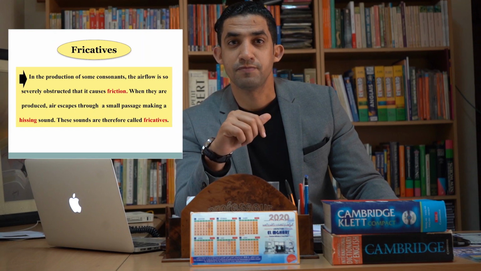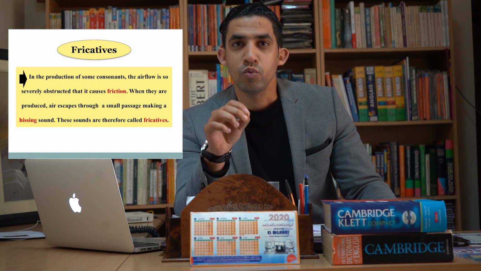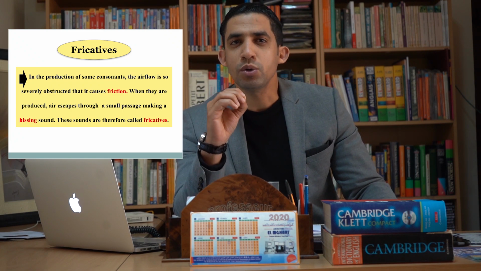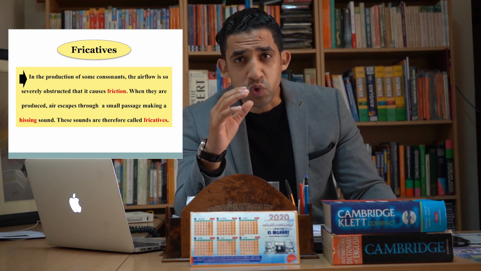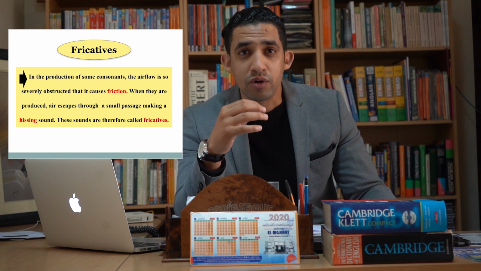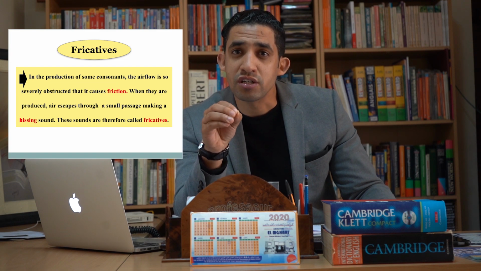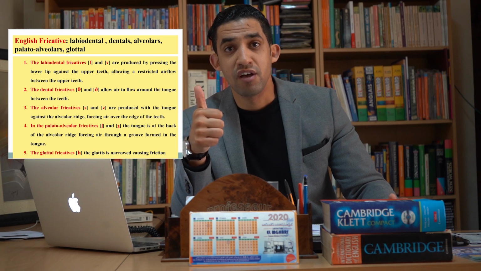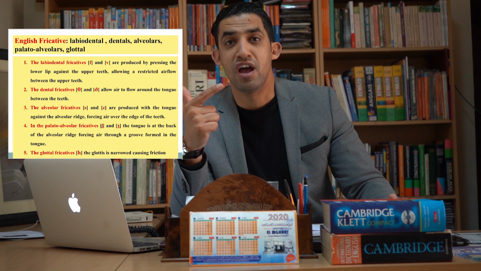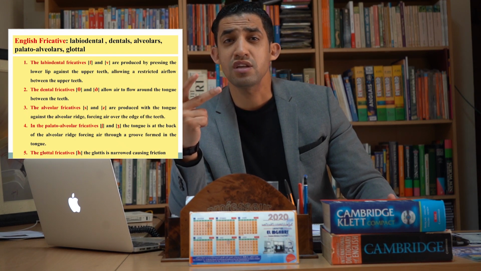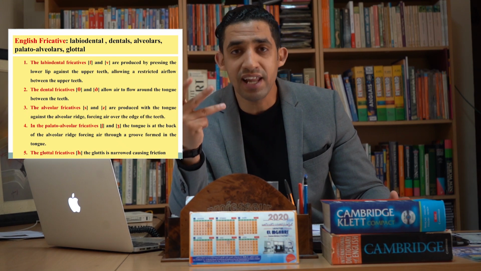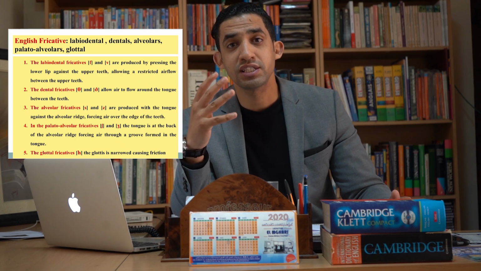As for the second way of the airflow release, friction, we can find also another category of sounds we call fricatives. What are fricatives? Fricatives are sounds which in their production the airflow is so severely obstructed that it causes friction. When they are produced, the air escapes through the teeth or a small passage, making a hissing sound. That friction. These sounds are called fricatives. So what are the sounds that are to be considered fricatives? We have 5 types. We have the labiodental fricatives f and v. We have the dental fricatives th and th. We have also the alveolar fricatives s and z. We have also the palatal alveolar or the palatal fricatives sh and zh. And we have the glottal fricative h.